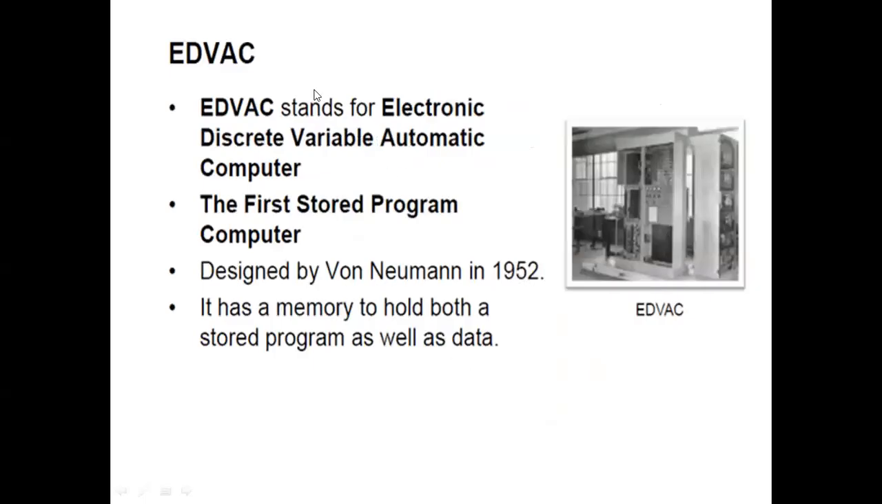Next, we have EDVAC. E stands for electronic, D stands for discrete, V stands for variable, A stands for automatic, and C stands for computer. Electronic Discrete Variable Automatic Computer. And this is the diagram of this computer. It is the first stored program computer, and it was designed by von Neumann. You have studied von Neumann classifications in your computer system architecture. It has a memory to hold both a stored program as well as data.